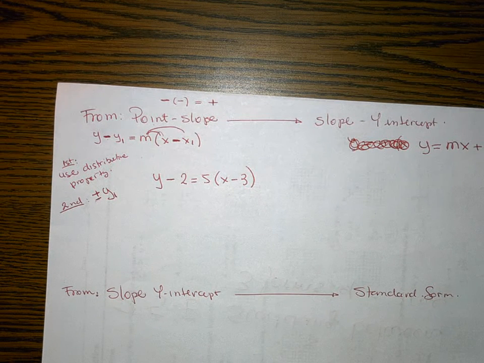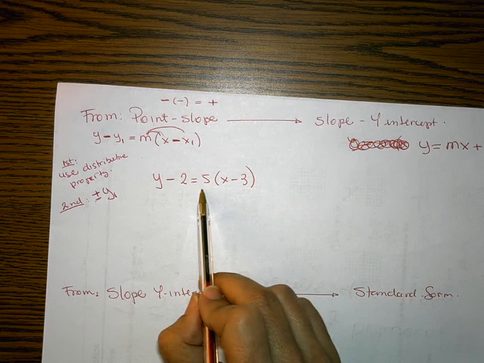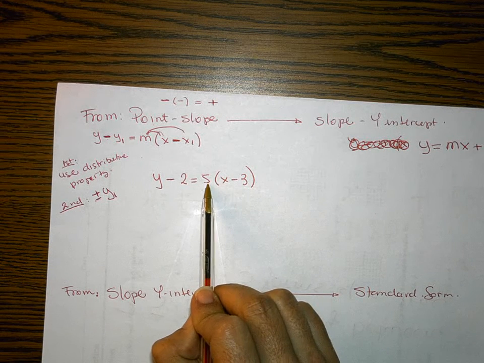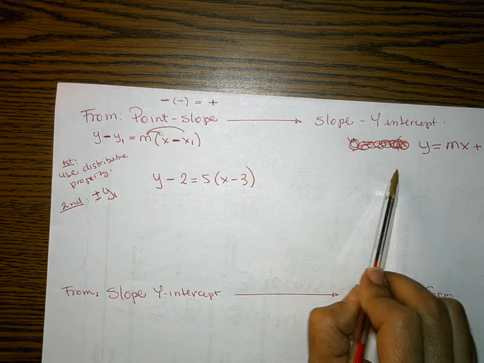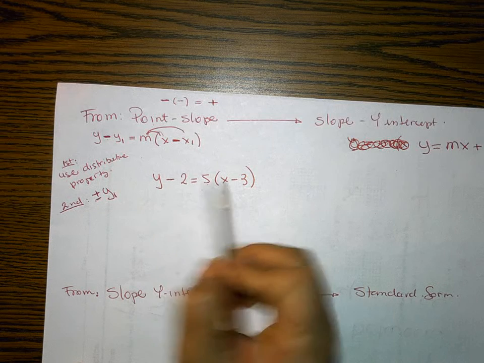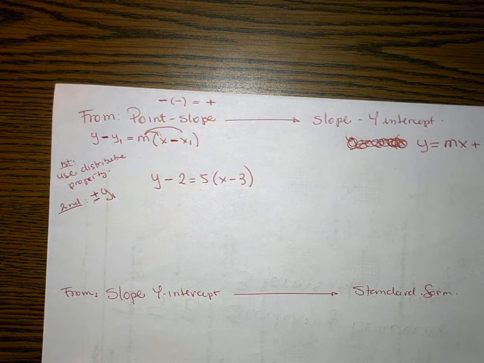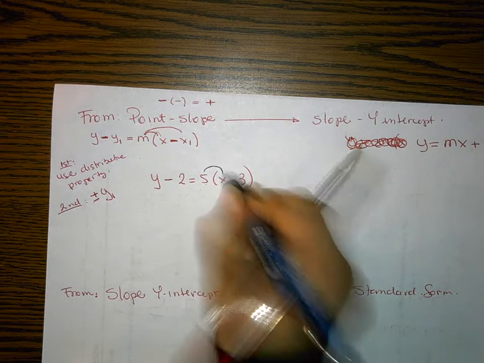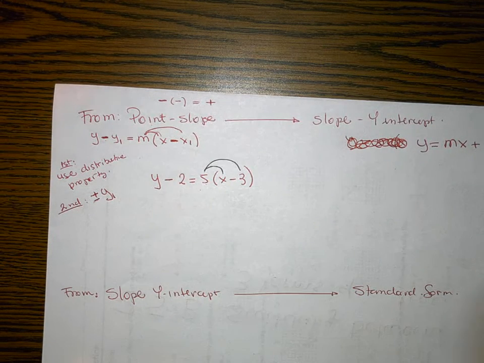I want to go from this form, which is the point, here's my point, and here's my slope. If I want to go from this form to the slope y-intercept, I'm going to first distribute my slope. I'm going to distribute my slope, 5 times x and 5 times negative 3. That's what my first step is.